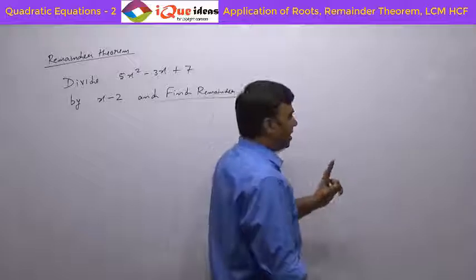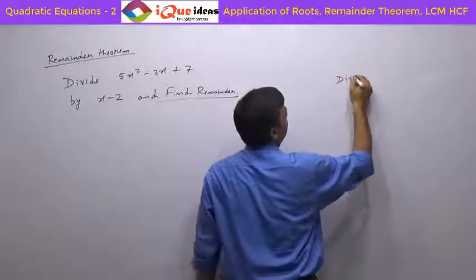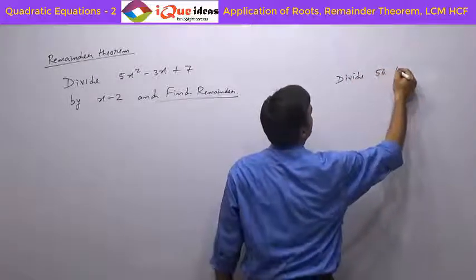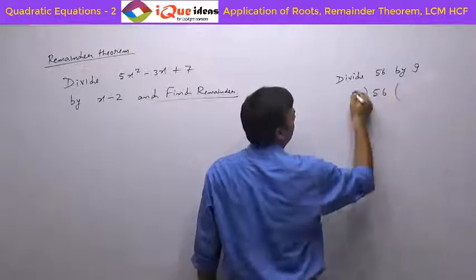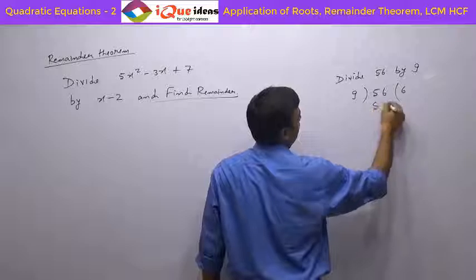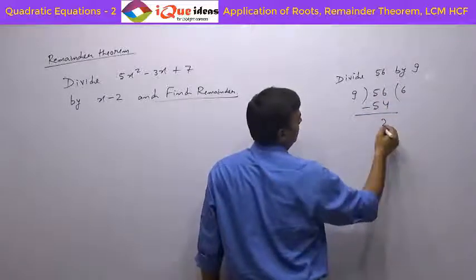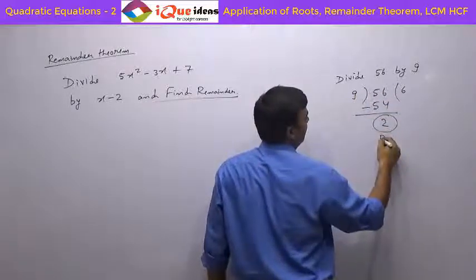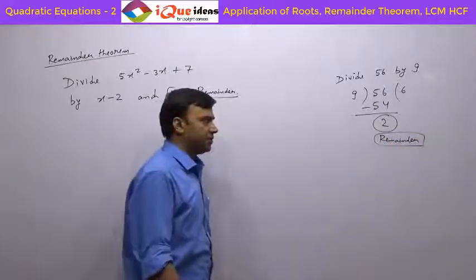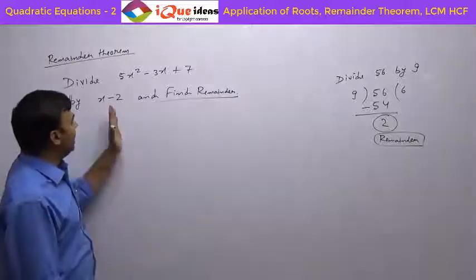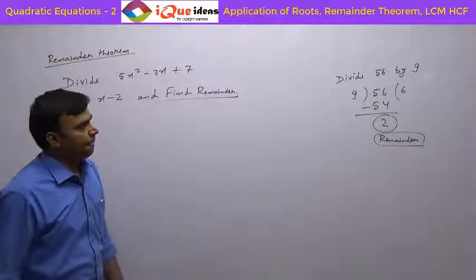Now, if you recall remainder, let's say for example divide 56 by 9. Just to show, I can write 56 here, 9 here, 9 6 is 54, subtract, you get 2 here. So we say this 2 is the remainder, right? This is what we have done in numbers, right? Now the same thing can be implied in algebra also. Okay, how do we do that?